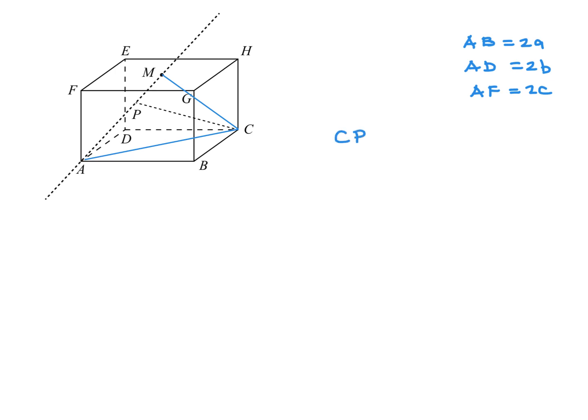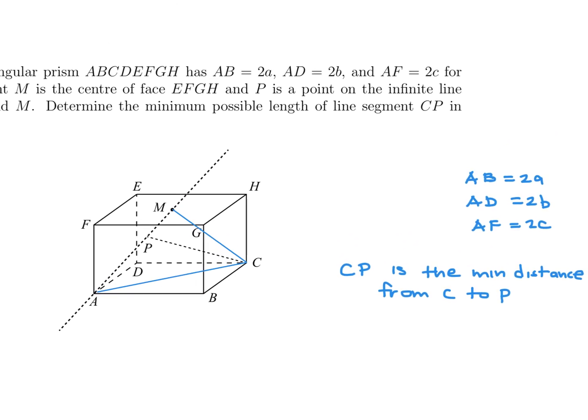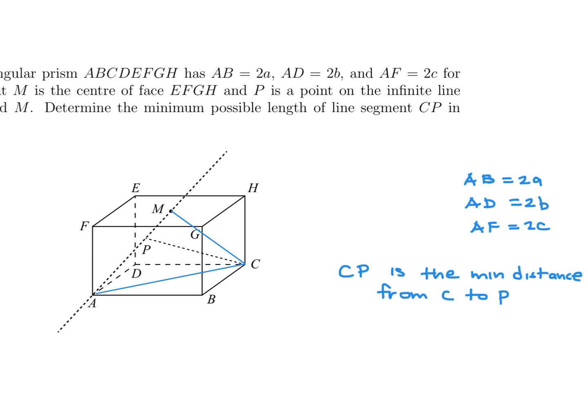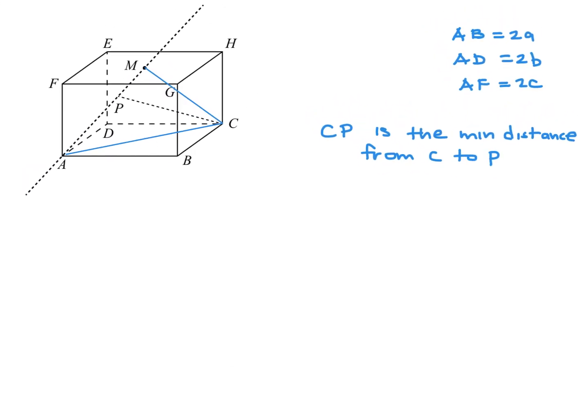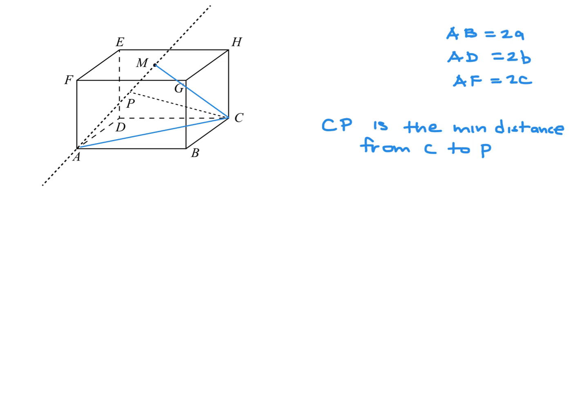CP is important because CP is the minimum distance from C to P. Yeah, and that's what they want, right? The minimum possible length of the line segment CP. Okay, so the minimum possible length happens if C to P is a line that's perpendicular. So CP has to be perpendicular to AM. Now I know it doesn't look that way, but that's what it has to be in order for it to be the minimum.